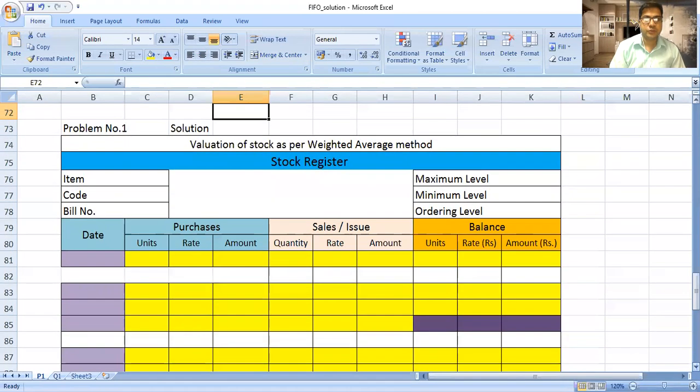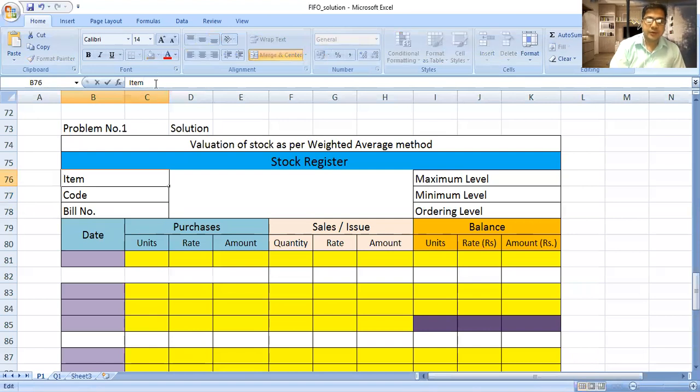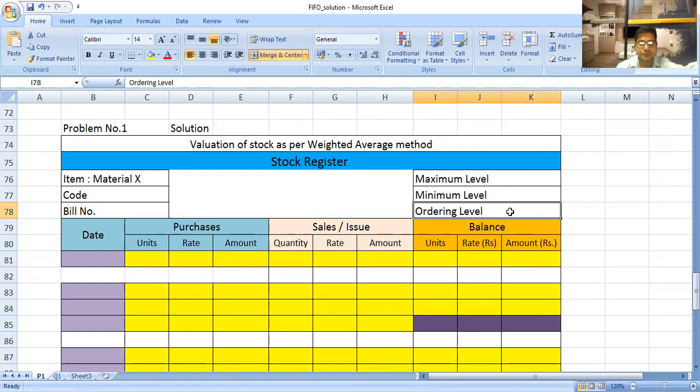This is the stock ledger, valuation of stock as per the weighted average method. Stock register, item, code, bill number. Item is material X. Code, bill number, maximum level, minimum level, ordering level. These kinds of information are there.